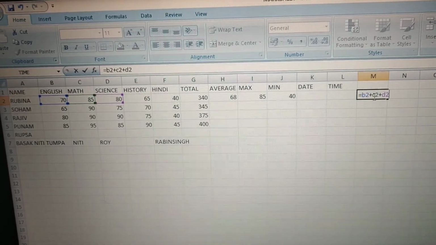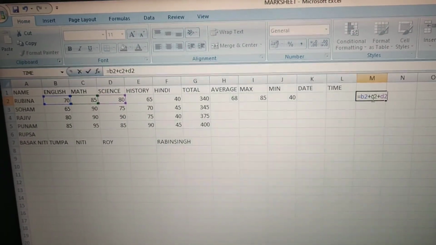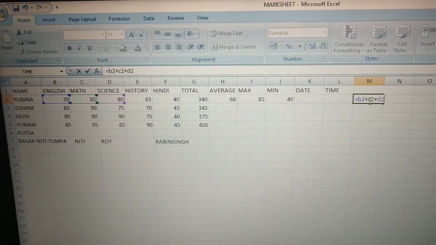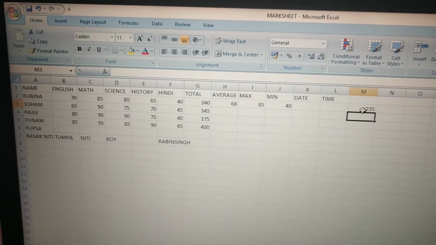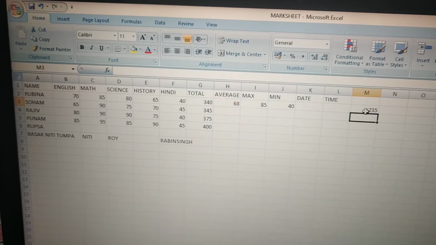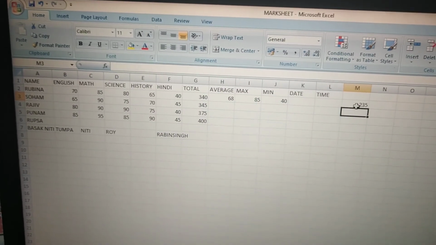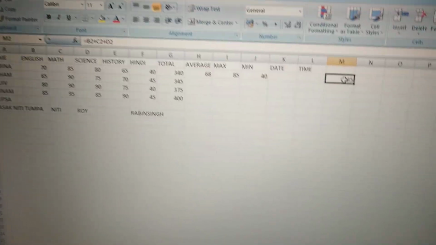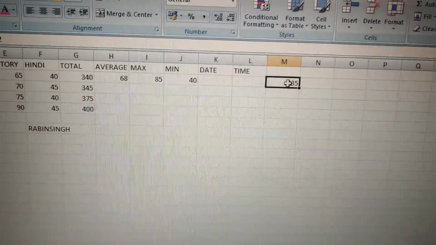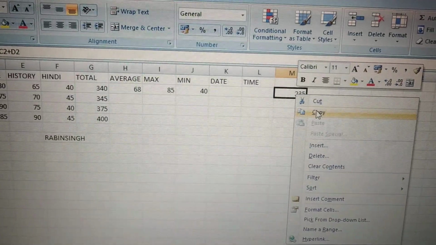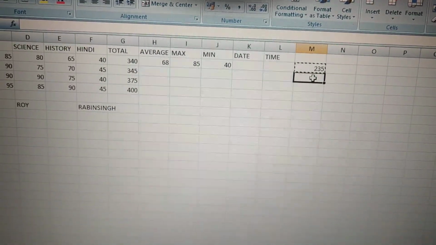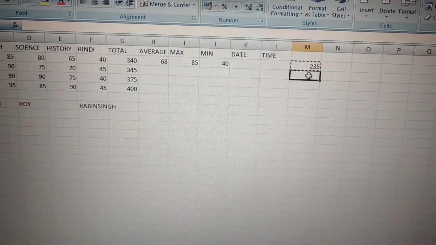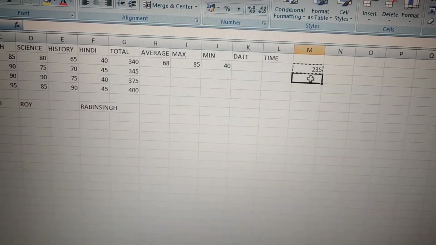So the marks of English, math and science of Rubina will be added. Enter. 235. 70 plus 80, 150, plus 85, 235. Now I will copy this 235. Right click, copy. And I want to paste here. So I have copied 235, so here 235 should be pasted.